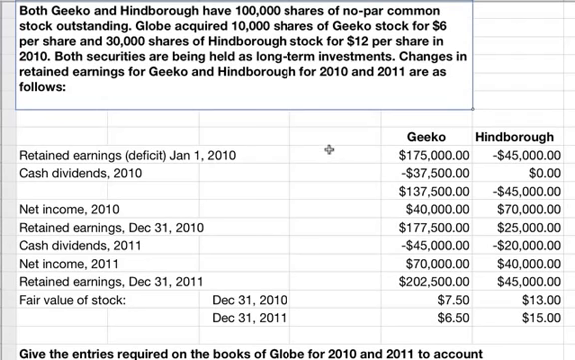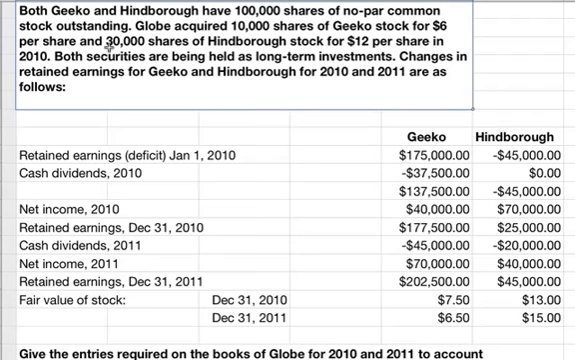Changes in retained earnings for Geco and Hinbro for 2010 and 2011 are as follows. Before we even start this problem, one thing you'll want to notice is that 10,000 shares of 100,000 is 10%. Since it's being held as a long-term investment, that would qualify this as an available for sale security. But Globe bought 30,000 shares of Hinbro, and 30,000 of 100,000 is 30%.